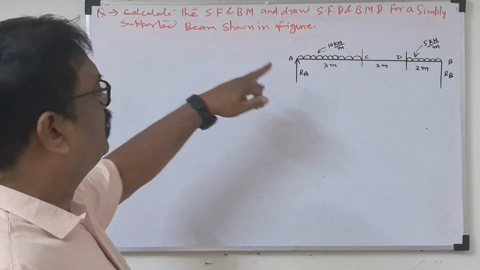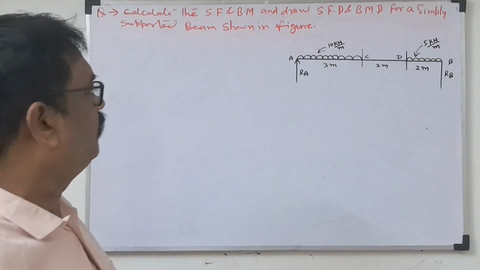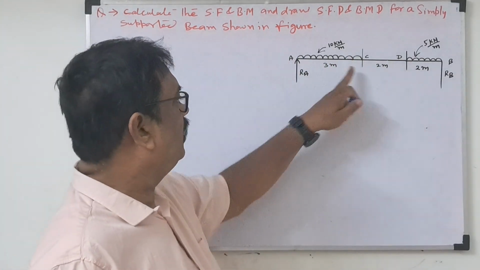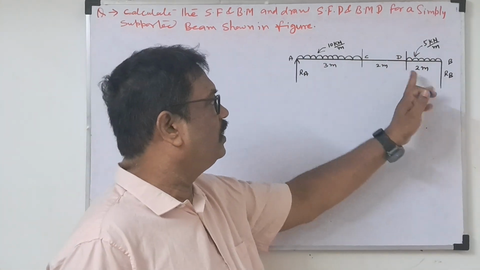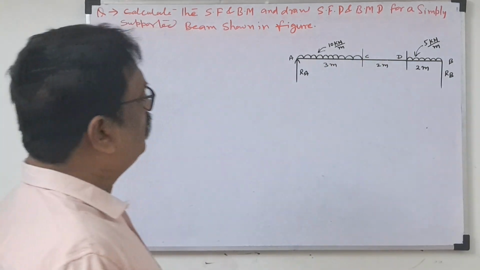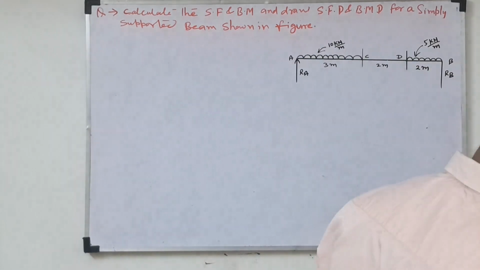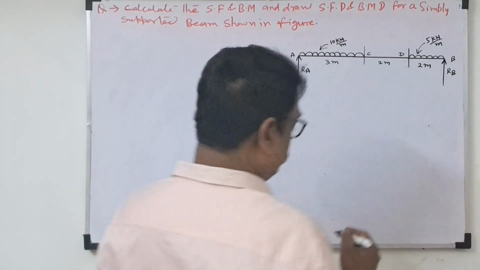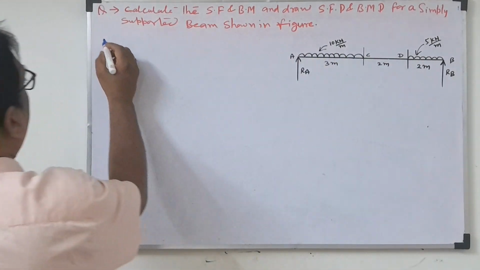Again I came with a new problem: the shear force and bending moment diagram for a simply supported beam. Here they have given two UDLs, AC and DB, 10 kilonewton per meter and 5 kilonewton per meter, over 3 meters and 2 meters. Before solving this, we have to find the support reactions only. So let us start this work.